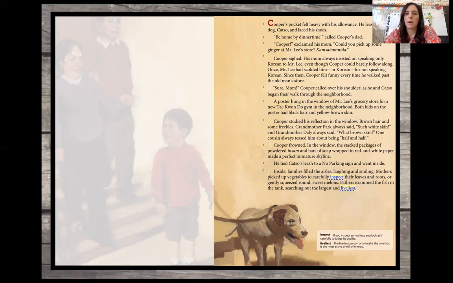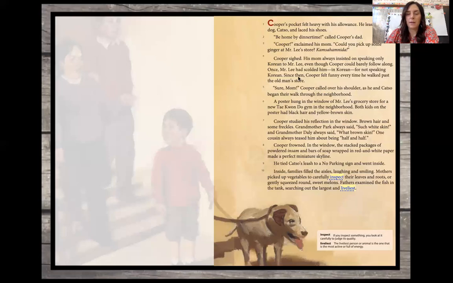"Cooper," exclaimed his mom, "could you pick up some ginger at Mr. Lee's store? Kamsahamnida." Cooper sighed. His mom always insisted on speaking only Korean to Mr. Lee, even though Cooper could barely follow along. Once Mr. Lee had scolded him in Korean for not speaking Korean. Since then, Cooper felt funny every time he walked past the old man's store.